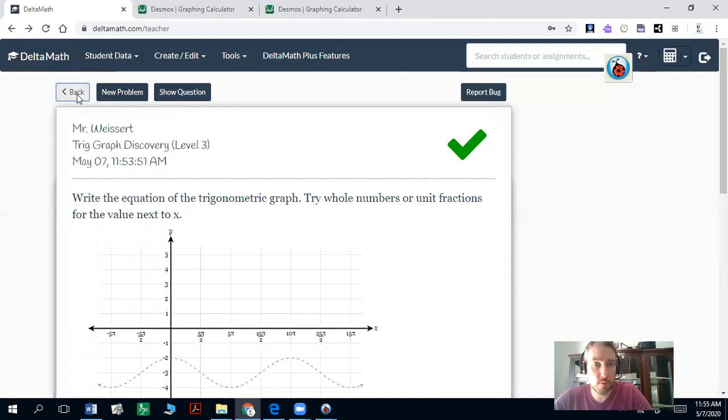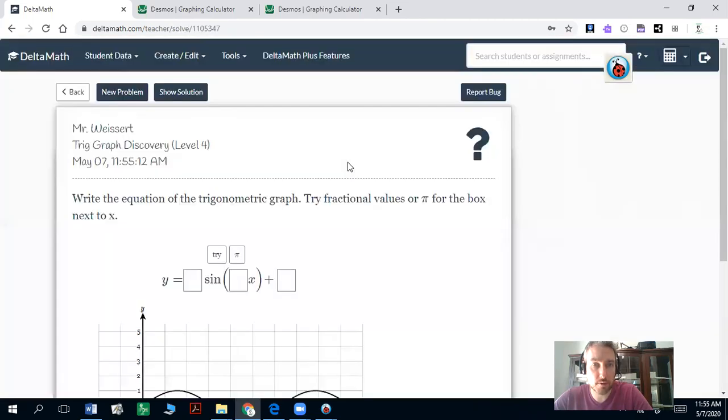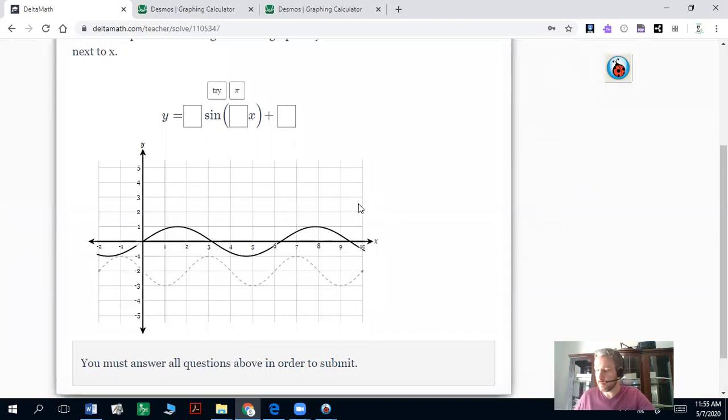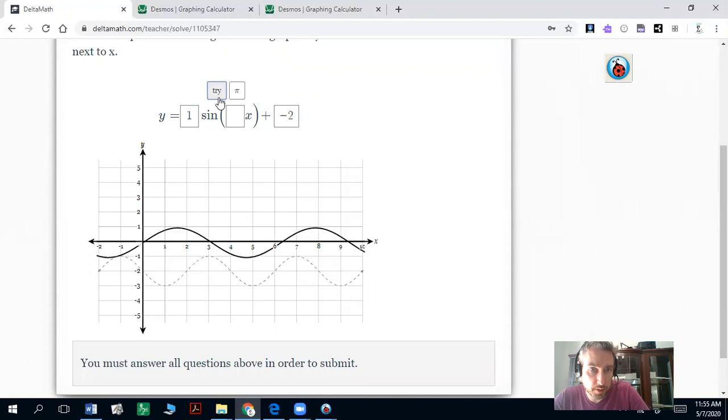All right, let's look at level 4 so we can be finished with these trig graph discoveries. Okay, level 4, look at the x-axis, and you'll notice that the numbers don't have pi in them, so it's going to be a little bit more involved typing it into the b value here. But let's get the midline and amplitude first. The midline here for this dashed one is at -2. The amplitude is still going to be 1, so we can click try and get it down to that point.